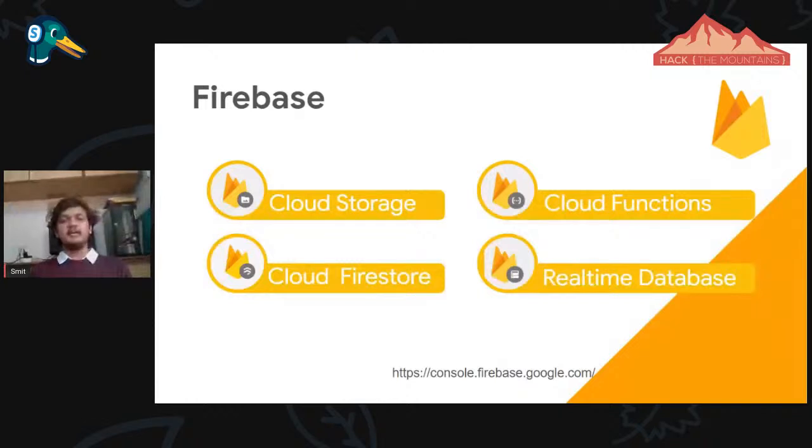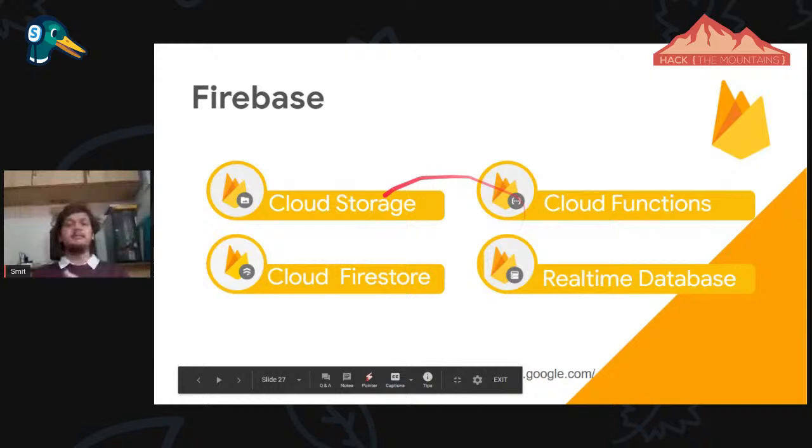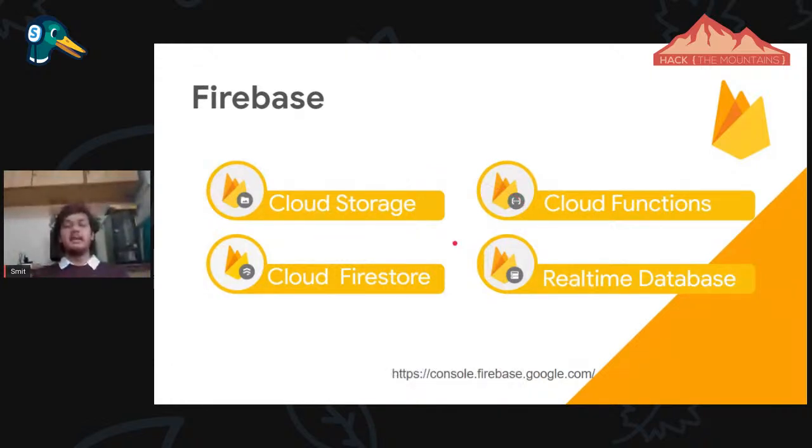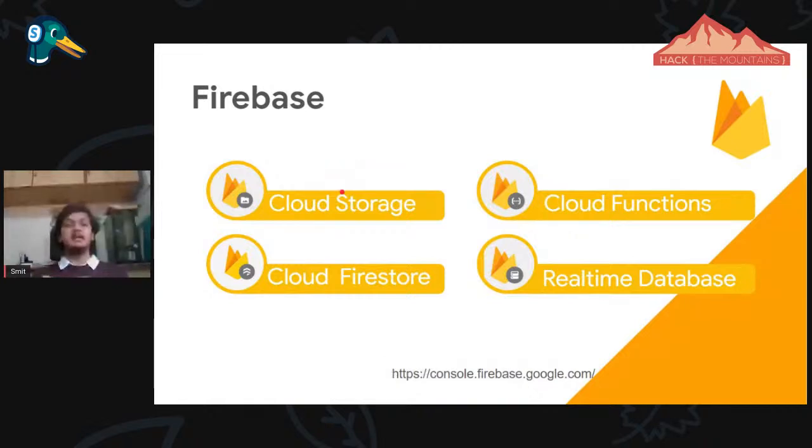The next is Firebase. There are many services. Firebase is a platform as a service. They provide many services, but we will see which are important for integrating with the Google Assistant. The first one is cloud storage. You can get the data from the storage and store it for the website.